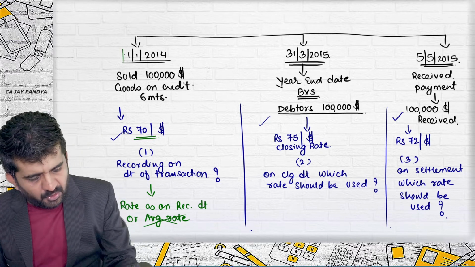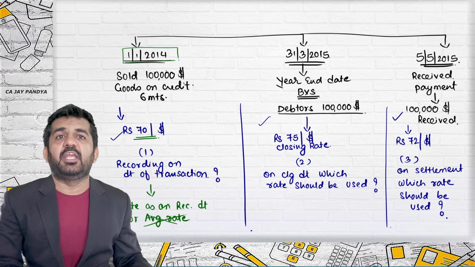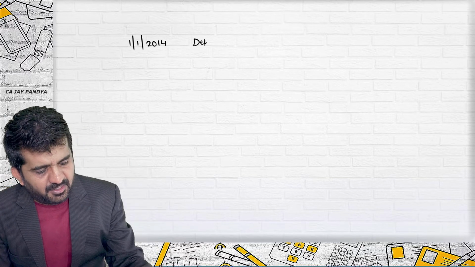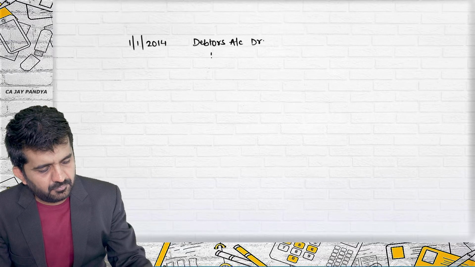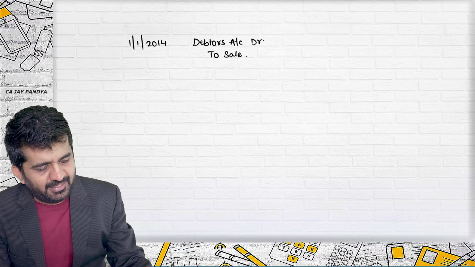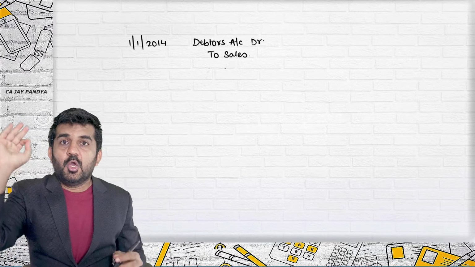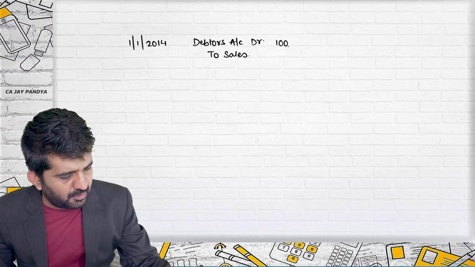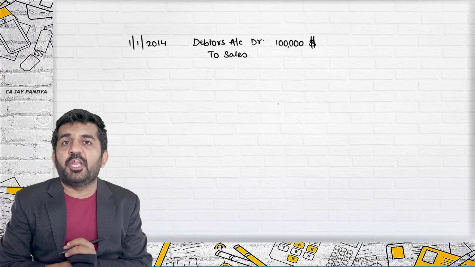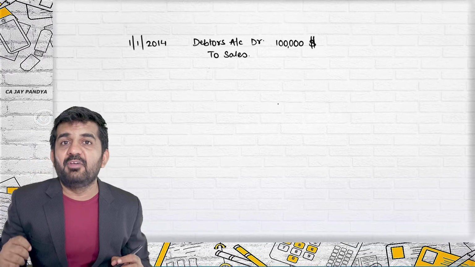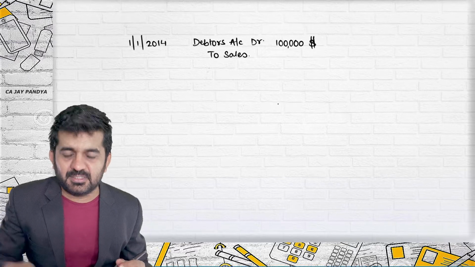Try to understand, on 1/1/2014 what journal entry we are going to pass. On 1/1/2014, we are going to pass a journal entry, debtors account debit to sales. All right. What will the journal entry look like? $1 lakh. Can I write it down in dollars? The answer is no. I will have to convert it into rupees.